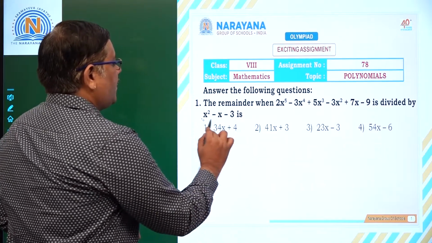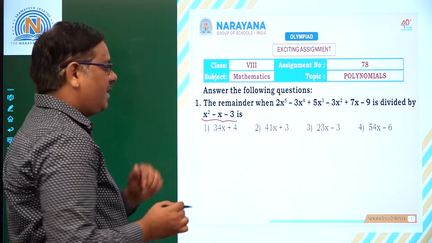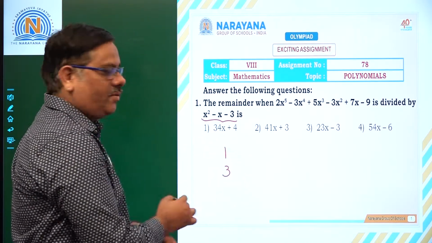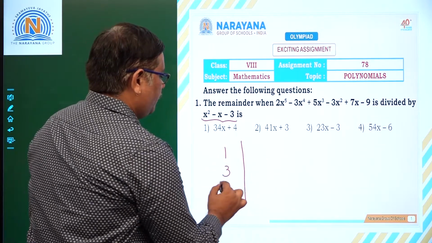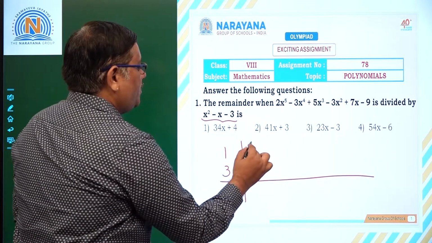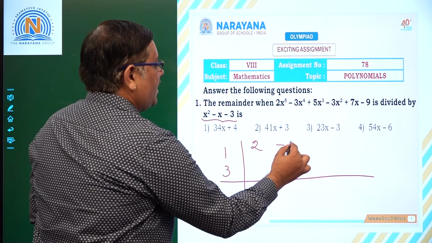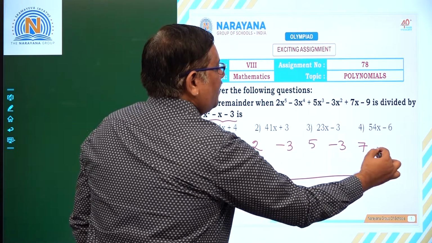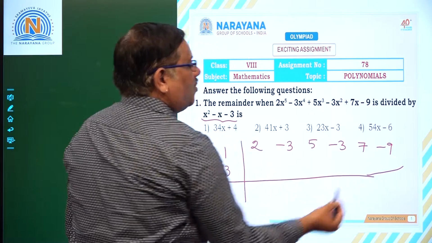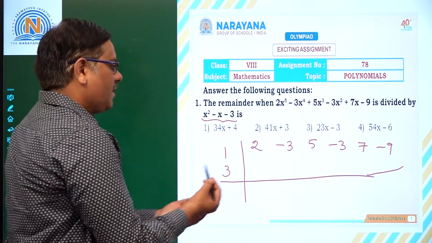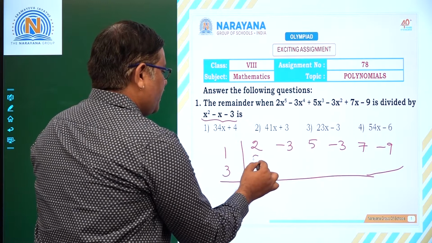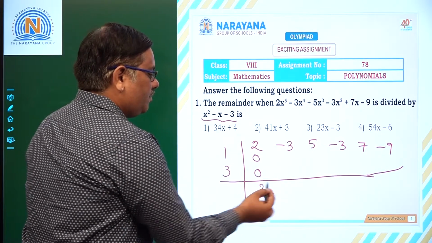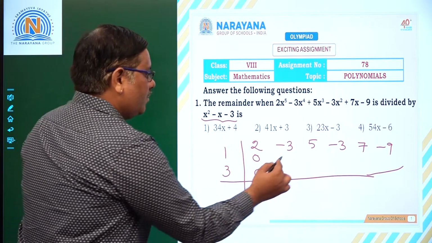Now you are given x^2 minus x minus 3 as the divisor. So let us take 1 and 3 as a and b values. Okay. Now what are the coefficients? 2, minus 3, 5, minus 3, 7, minus 9. These are the coefficients we have to take. Let us start the process. First step is take two zeros. 2 plus 0 plus 0, that is 2. Multiply 1 with 2, that is 2.